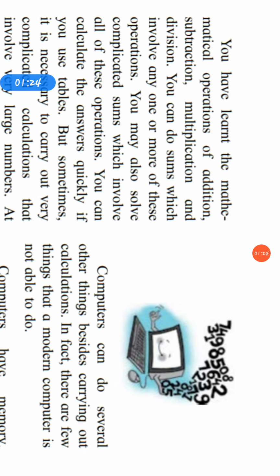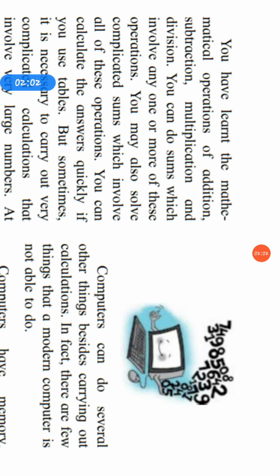So, students, here it says that you have already learned the mathematical operations. What are they? There are only four basic operations in maths, that is addition, subtraction, multiplication and division. You can do sums which involve, meaning to include, something. So you have solved so many sums in any one or more of these operations.